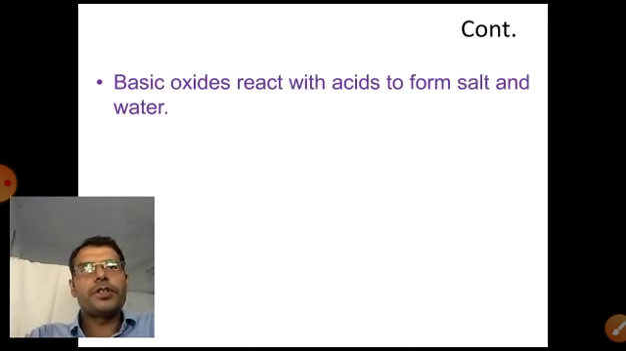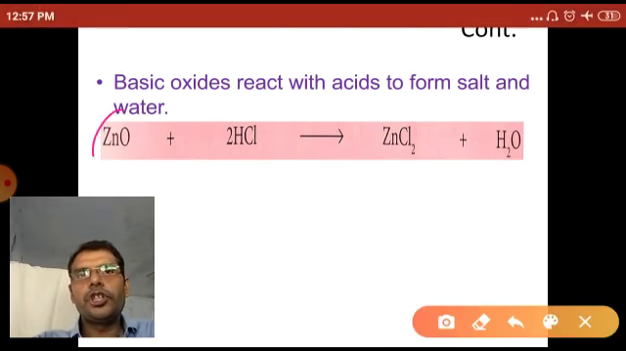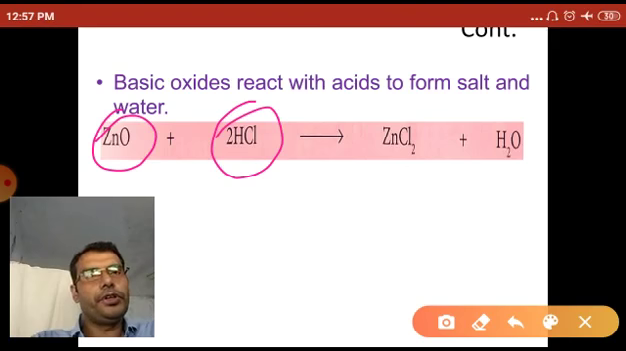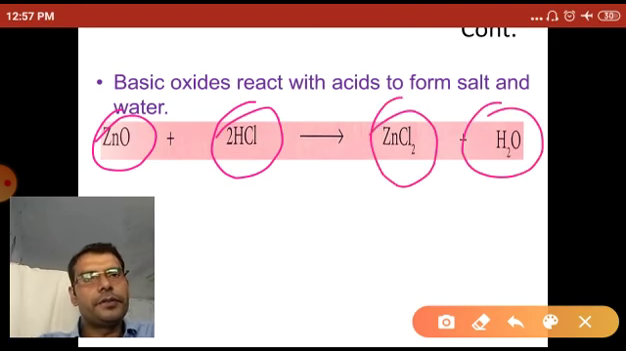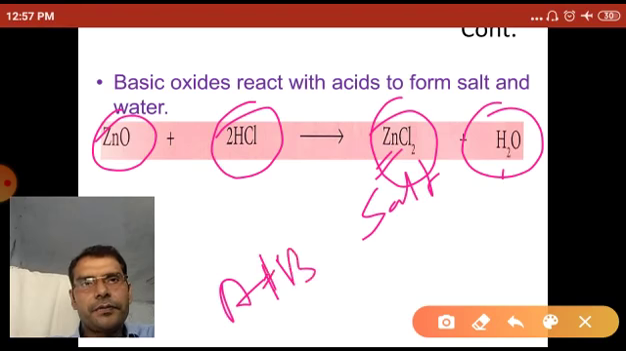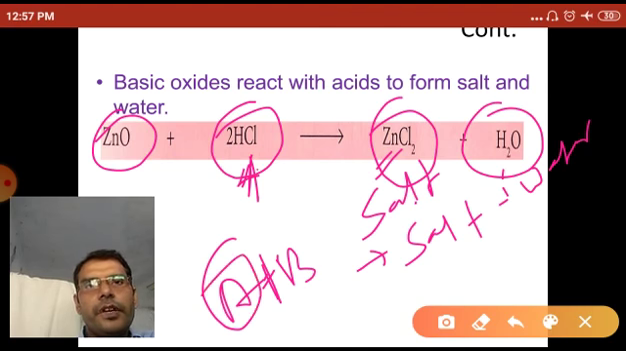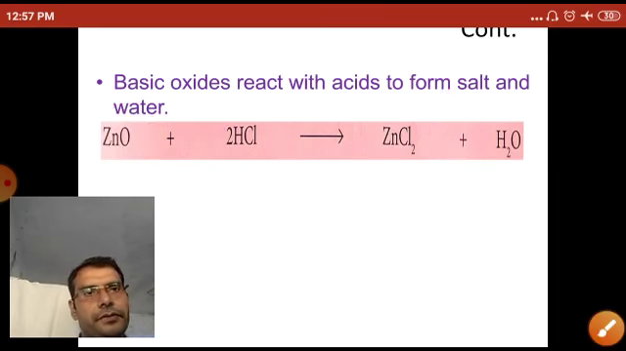Now, basic oxides, when they react with acids, form salt and water. For example, zinc oxide is a basic oxide; it reacts with hydrochloric acid to form zinc chloride and water. Zinc chloride is a salt. The same happens when an acid reacts with a base: they form salt and water. So HCl is an acid, and when it reacts with zinc oxide, it forms salt and water. That means zinc oxide is behaving as a base.